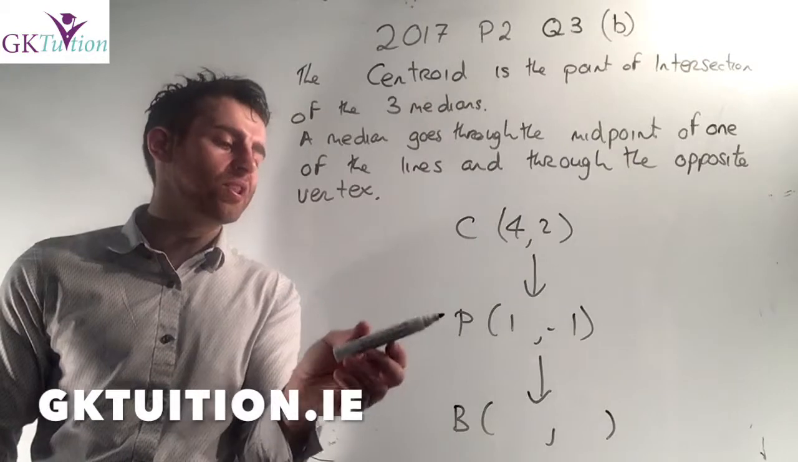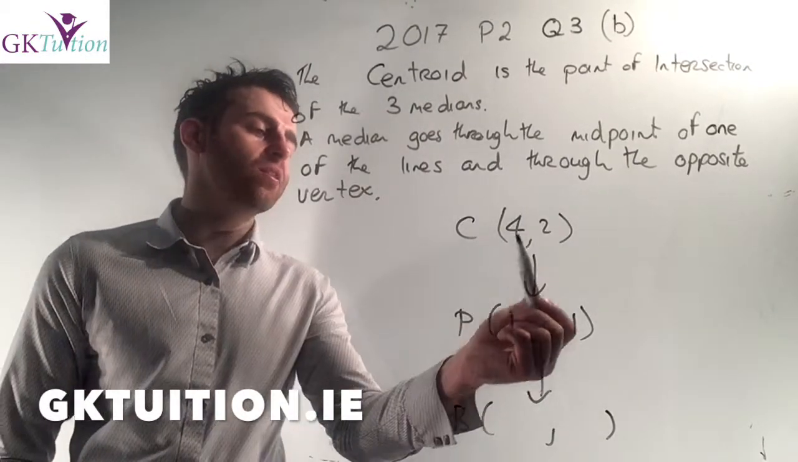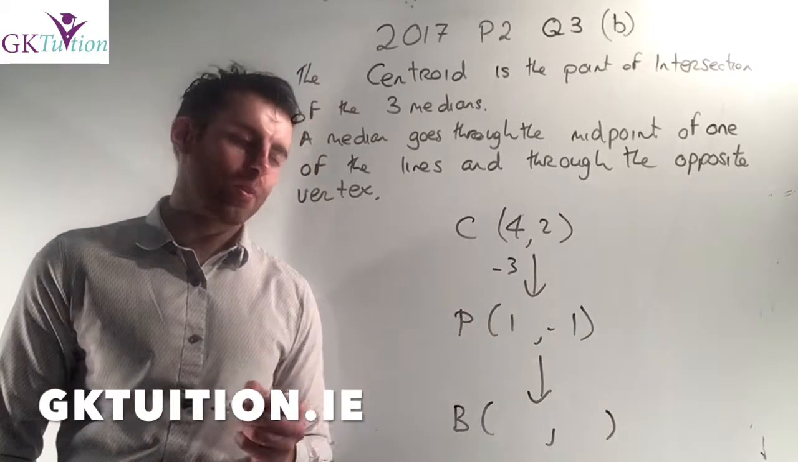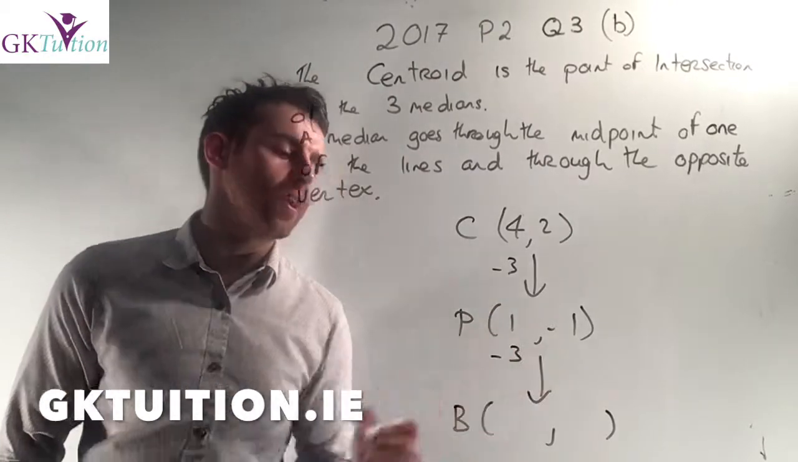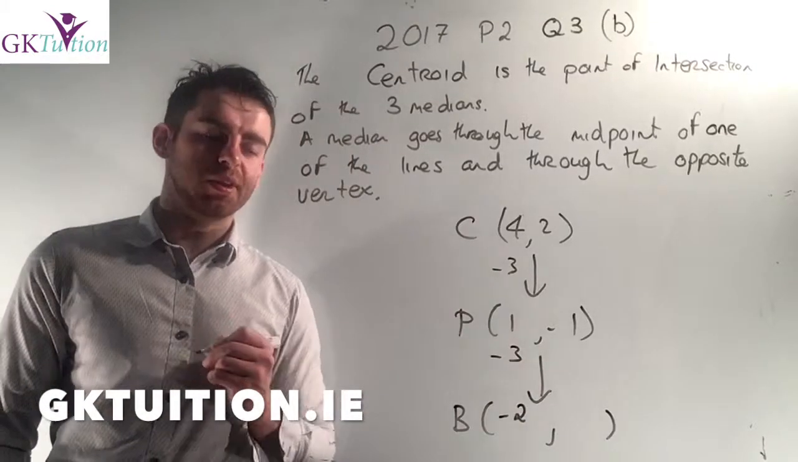Whatever I did to get from C to P, I have to do the same thing to get from P to B. With my x values, in order to go from 4 to 1, I must have subtracted 3. That means in order to go from P to B, I must subtract 3 from my x value again. 1 minus 3, that means the x value is going to work out as minus 2.